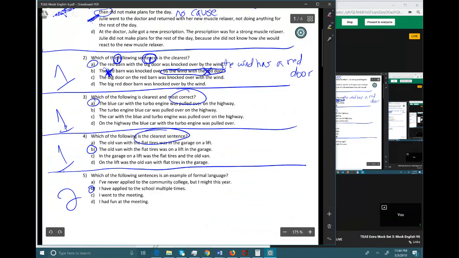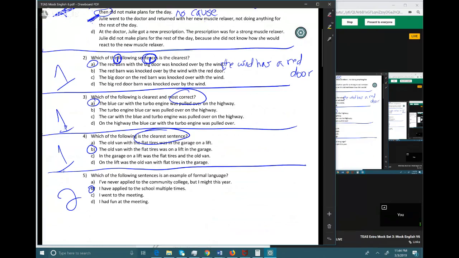The problem is it says by the wind with the red door. Wind with the red door says wind has a red door with it. C, what I wrote next to C was says just door knocked over. It is not possible for a barn that has a giant door to have that door knocked over.